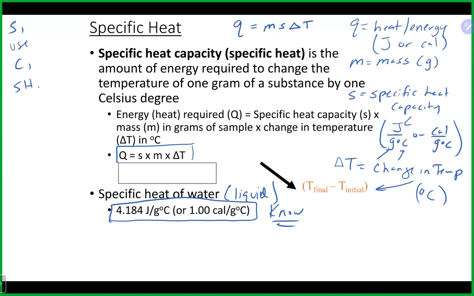Now, just like delta H, when we calculate Q, and we end up with a negative number, it is going to tell us this is an exothermic process. We're going to release energy. And if we calculate Q, we end up with a positive number, it's going to be an endothermic process.